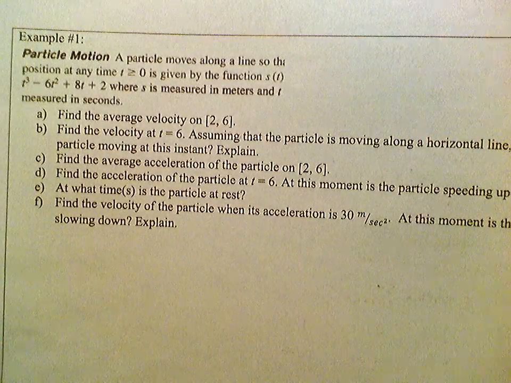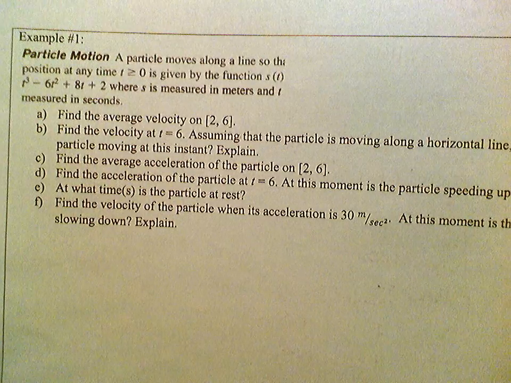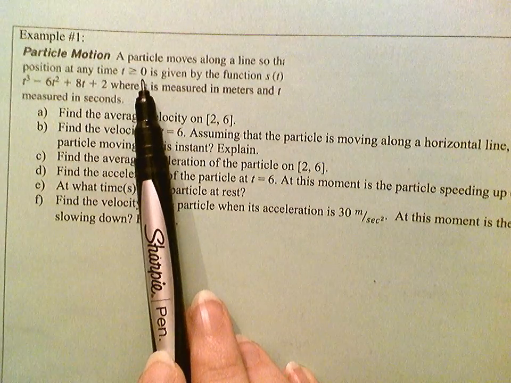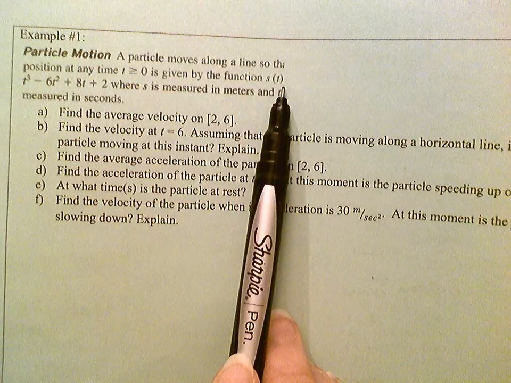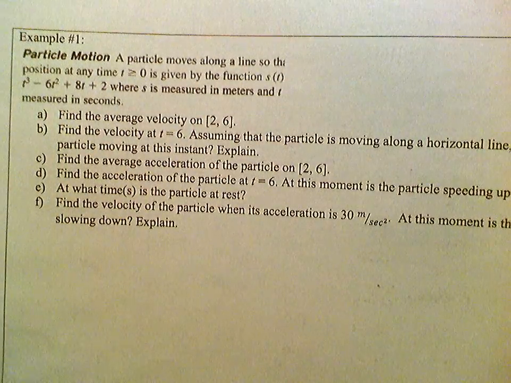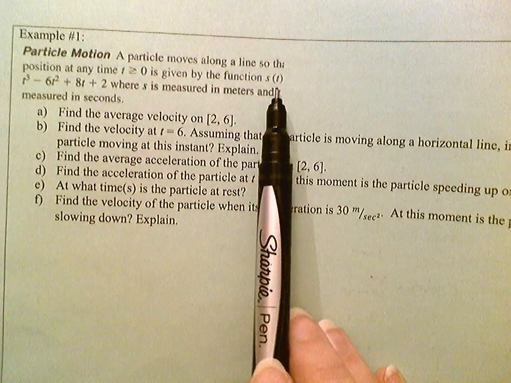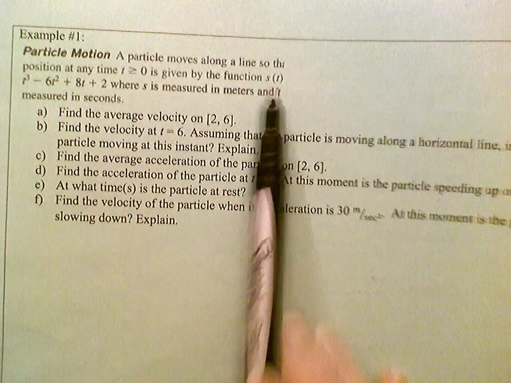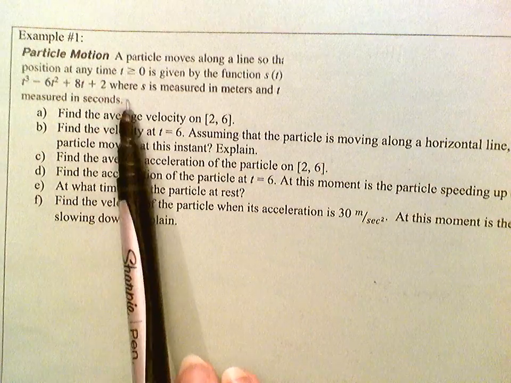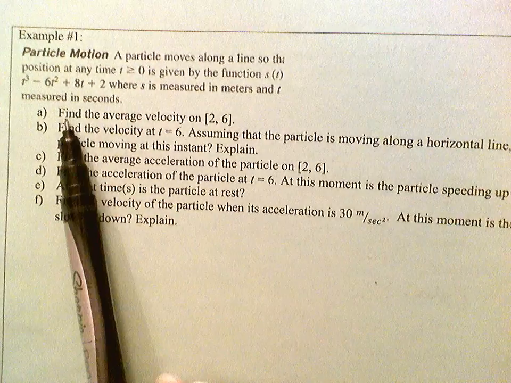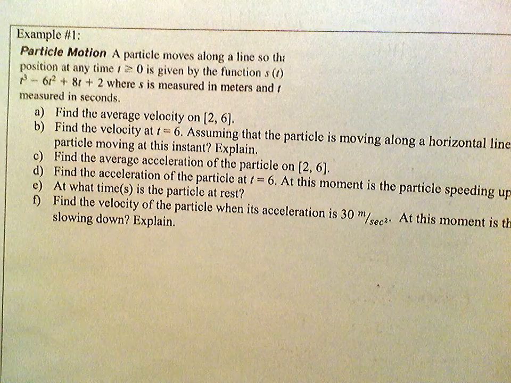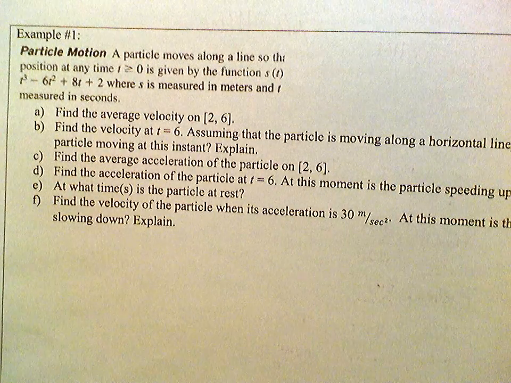Particle motion. A particle moves along a line so that its position at any time t greater than or equal to 0 is given by the function s of t. Now, I used s for speed on the previous page, but in this example, s of t is the position function, where s is measured in meters and t is measured in seconds. So A, find the average velocity on 2 to 6.